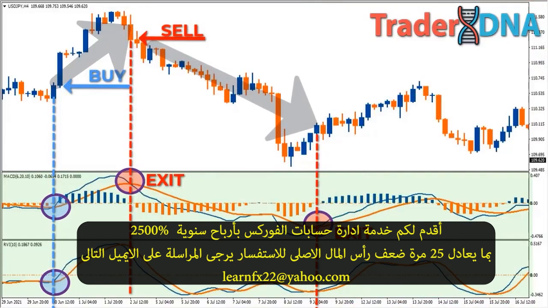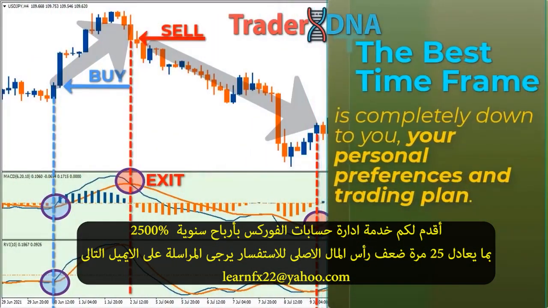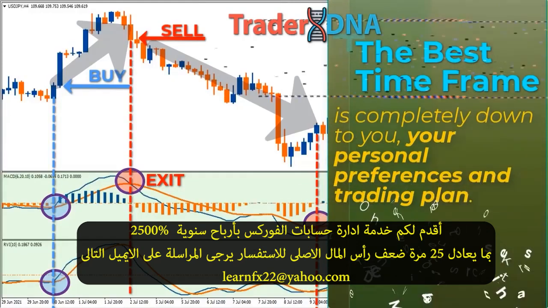Regarding time frame. What is the best time frame to make the most profit from trading? The answer is, this will be completely down to you, your personal preferences and trading plan. However, 1-hour signals are more significant than 5-minute signals, just as 4-hour signals carry more weight than 15-minute signals. One common technique is to track the behavior of the MACD on a 4 hours basis.